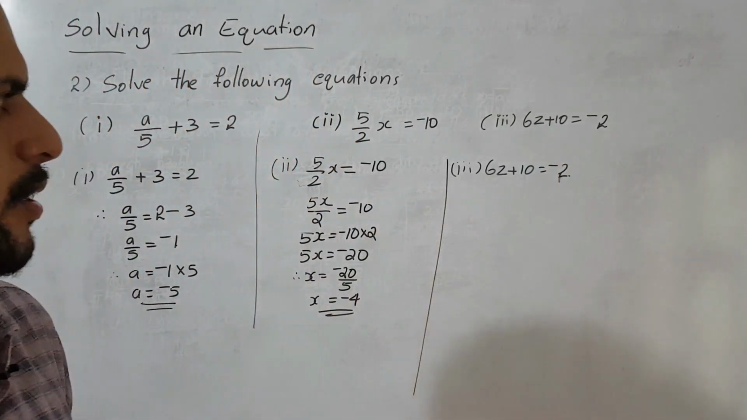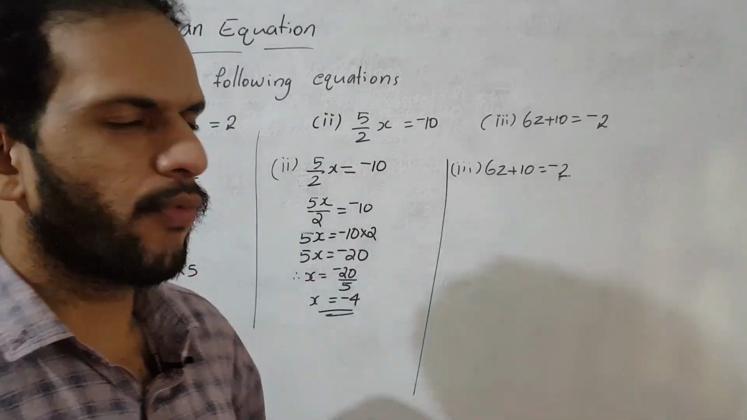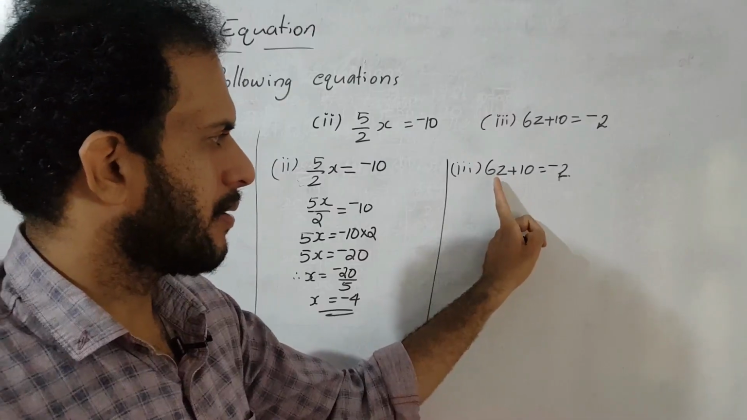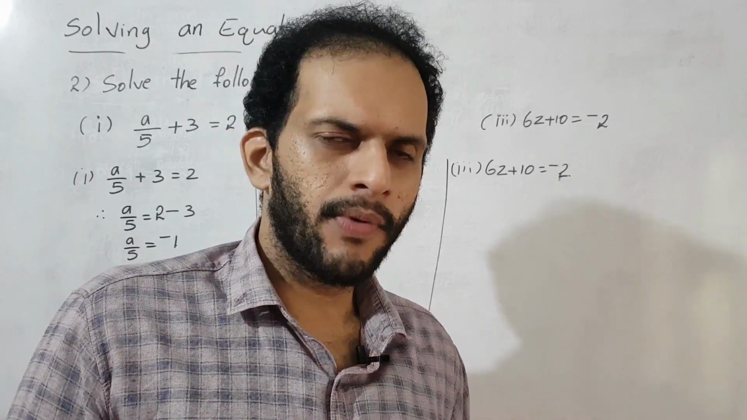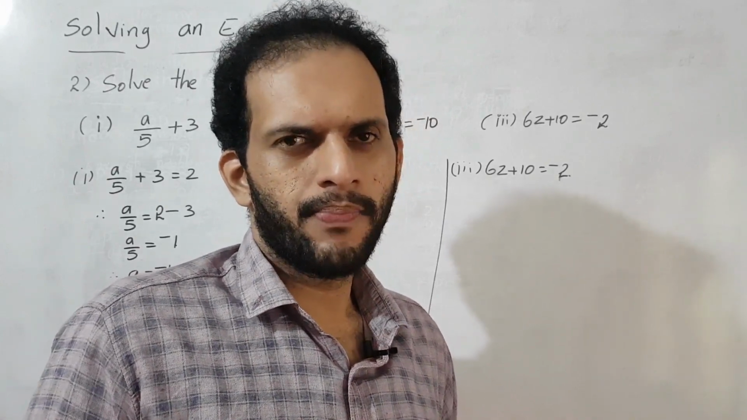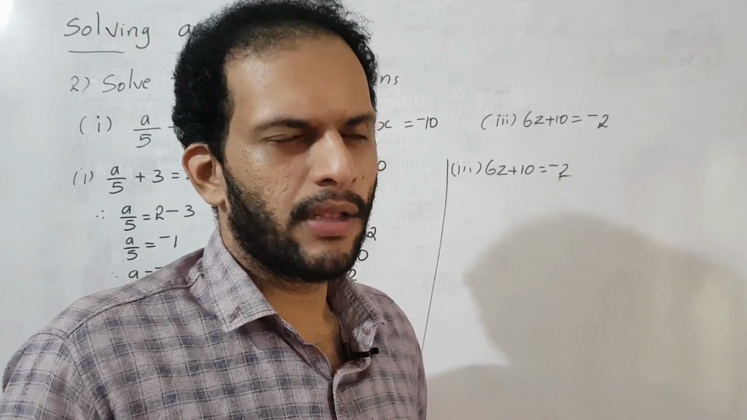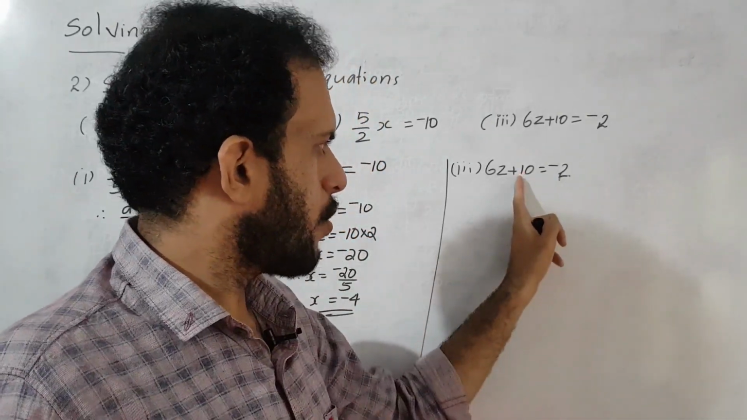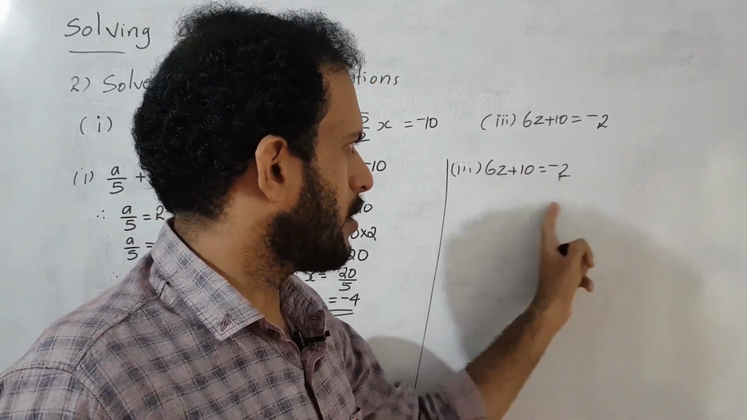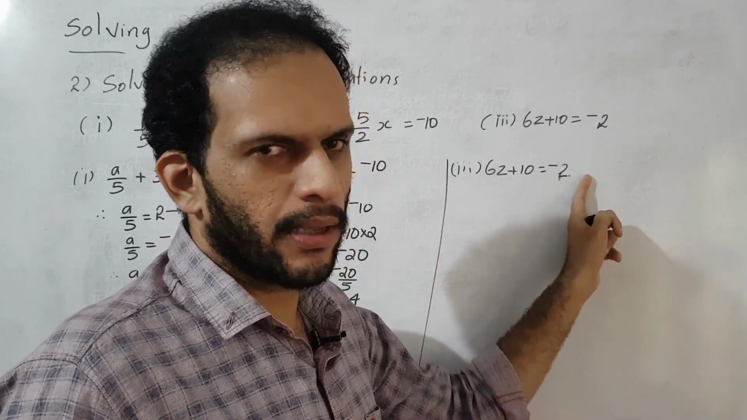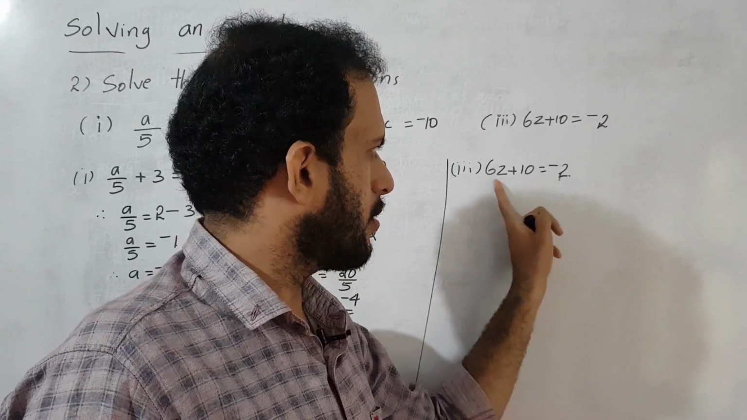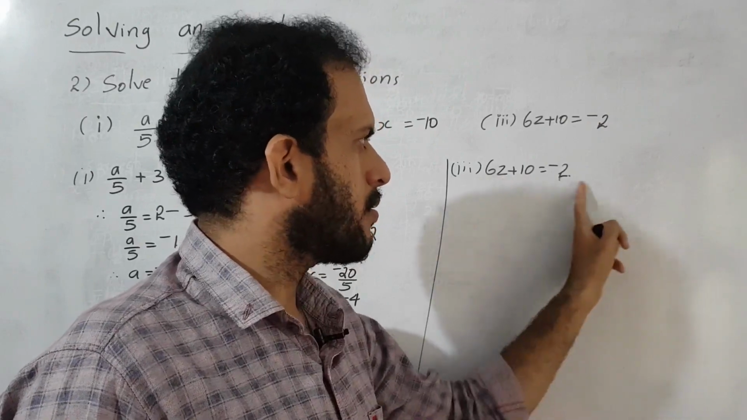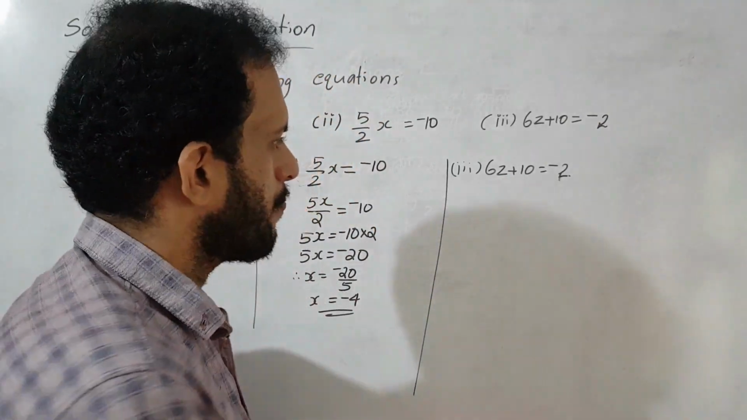6z plus 10 is equal to minus 2. Then we check where the variable is. It is in the LHS. Then is there any term not containing the variable along with the term containing the variable? Yes, we have a term not containing the variable there. What is that? 10. So first we take this 10 to the RHS. Then what happens there? It is adding, it is plus 10, adding with 6z. Correct? So it changes to minus.